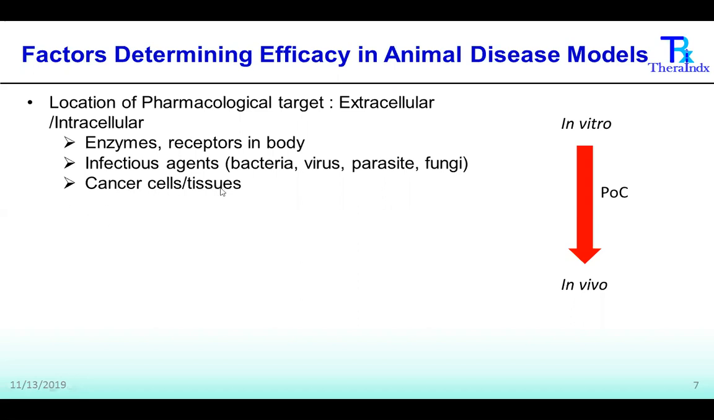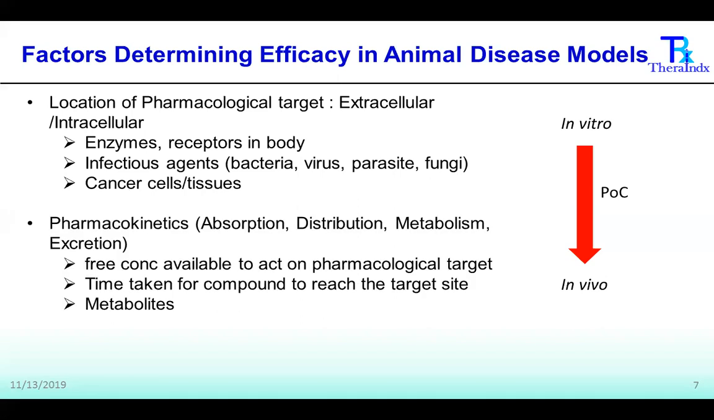Take, for example, cancer cells and tissues. They could be deep inside the tissues, they could metastasize, and they could also enter the brain. Another important factor is the pharmacokinetics itself, as described by absorption, distribution, metabolism, and excretion. These four processes determine the free concentration available to act on the pharmacological target. These processes also determine the time taken for the compound to reach the target site, if the target is inside the tissue.